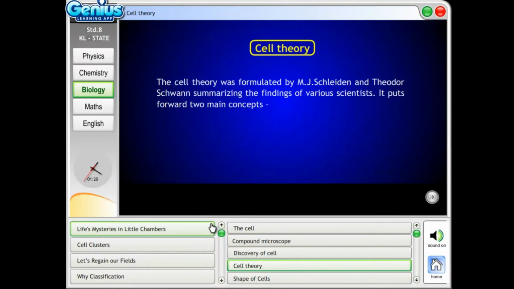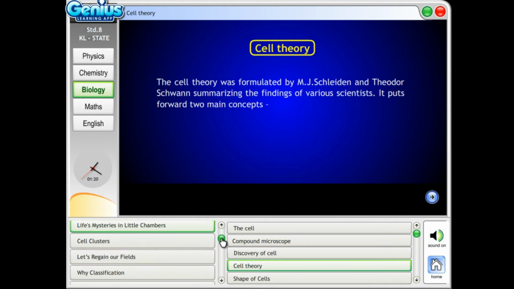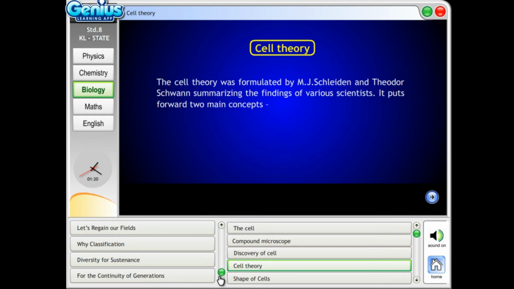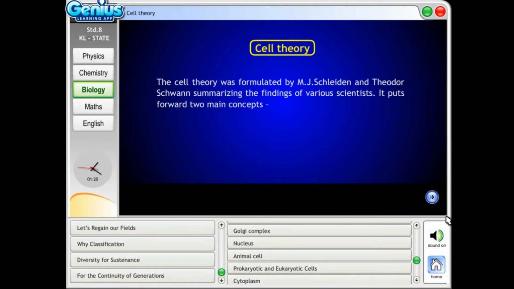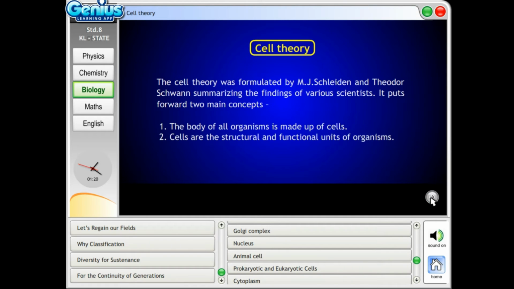Cell theory. The cell theory was formulated by M.J. Schleiden and Theodor Schwann, summarizing the findings of various scientists. It puts forward two main concepts. 1. The body of all organisms is made up of cells. 2. Cells are the structural and functional units of organisms.